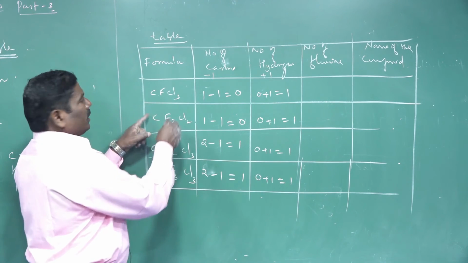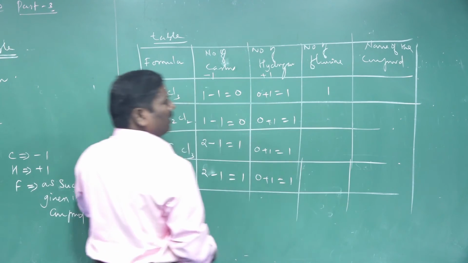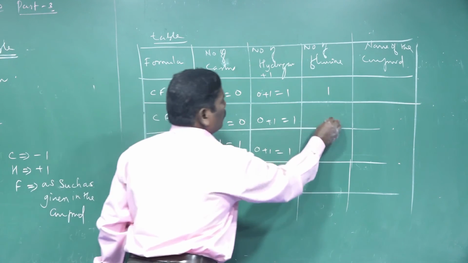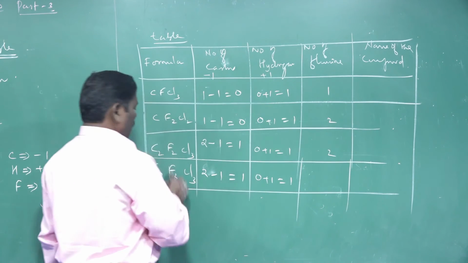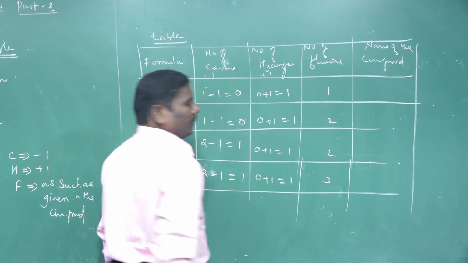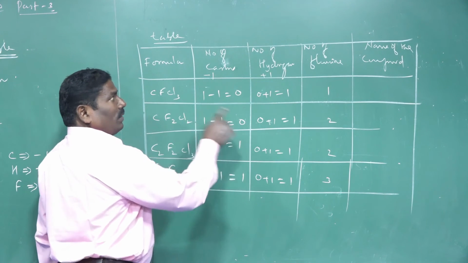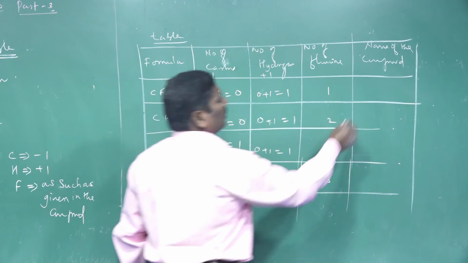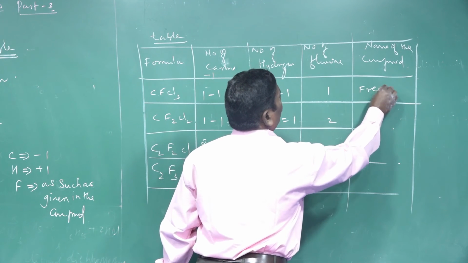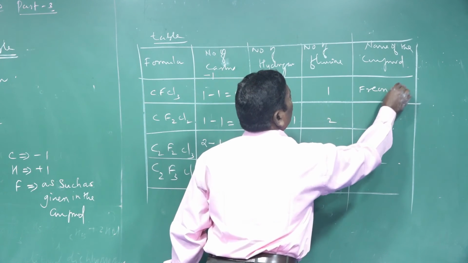What is the number of fluorine here? 1 fluorine. What is the number of fluorine here? 2 fluorine. And here, 2 fluorine. And here, 3 fluorine. So what is the value to be represented here? 1 and 1 is represented. So this is known as Freon 11.